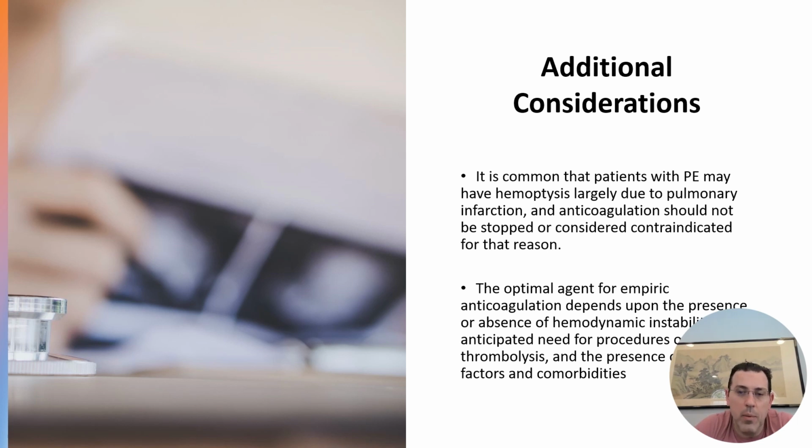And then really the optimal agent for anticoagulation we'll talk about. For the most part, it is continuous heparin because it's quick on, quick off, and we could reverse it if we needed to. And it's easier then to incorporate thrombolysis in terms of its duration of action. However, there are certain patient populations where we will consider things such as DOACs, direct Xa inhibitors, low molecular weight heparin, and we'll talk about that.